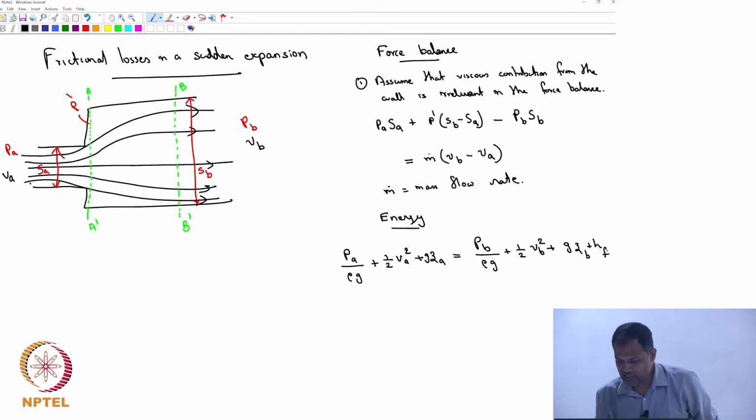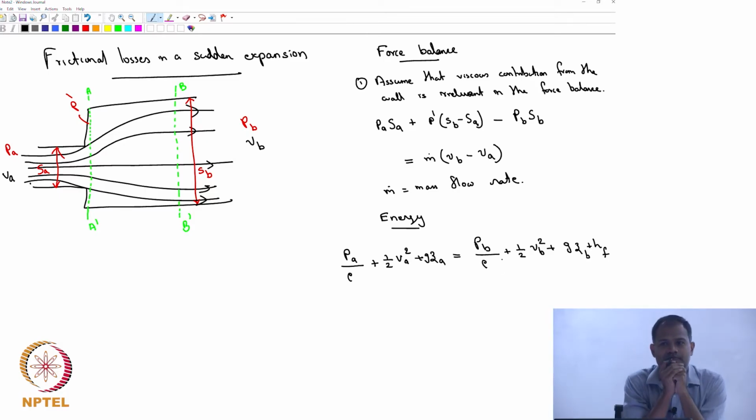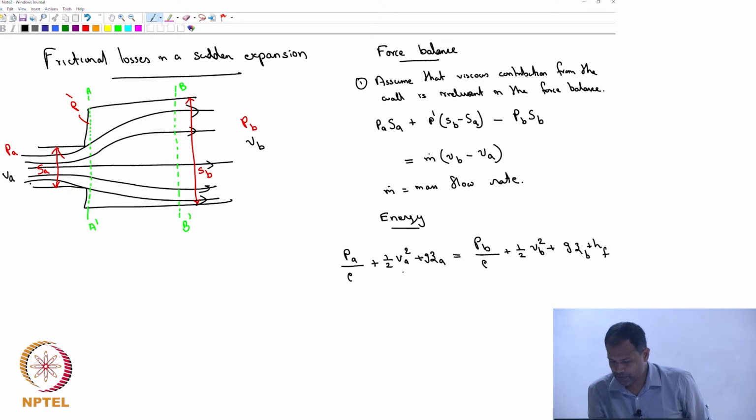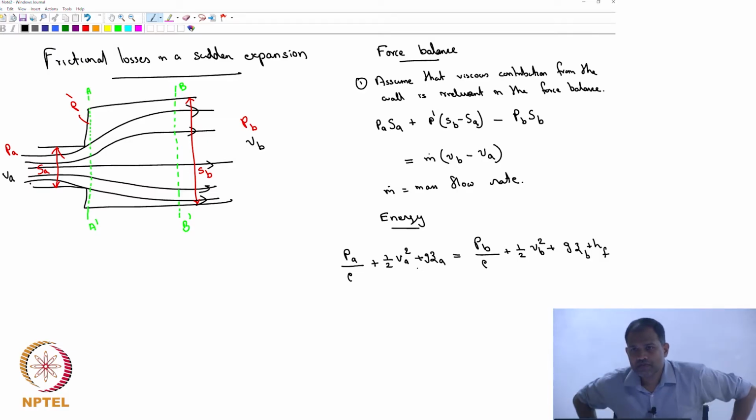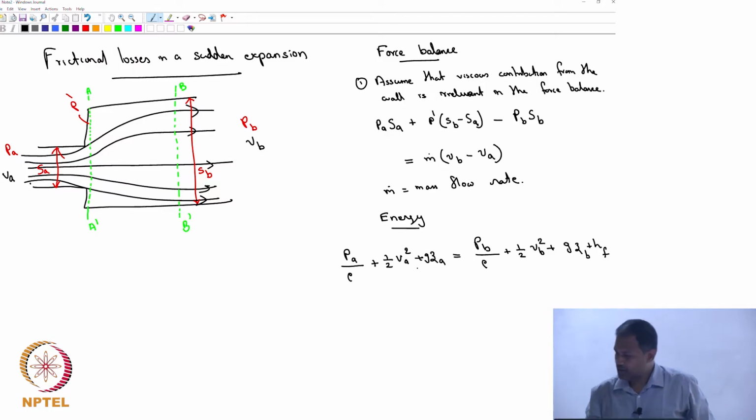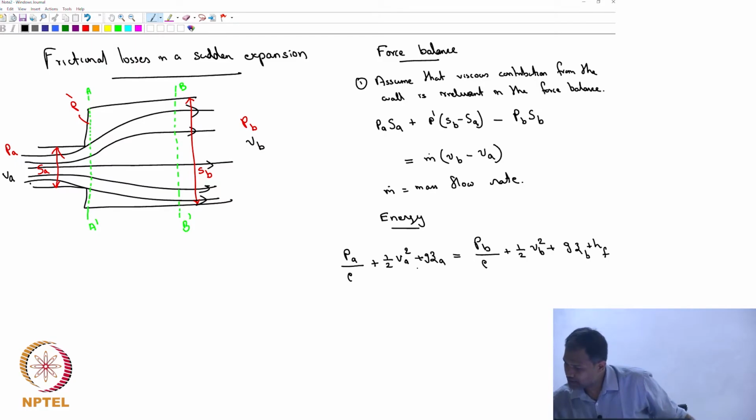So P by rho plus half V square, is it? Is this correct now? Wait, it can't be correct, because this is V square. So that's meter square per second square. So it should be G is Z. That sounds correct. Let me just check what it should be then.